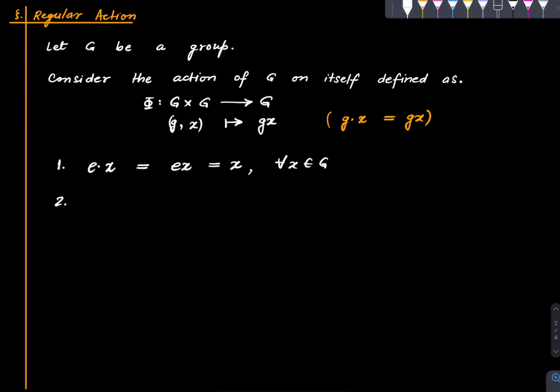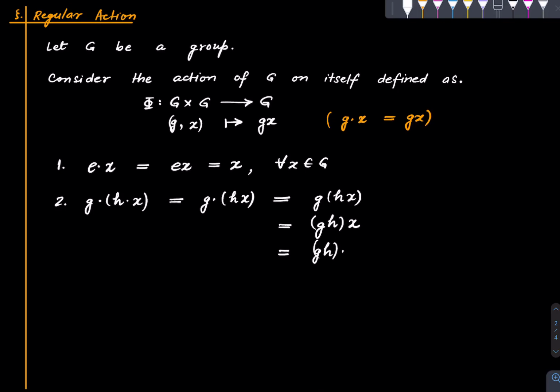And the second thing we need to check is that g dot (h dot x). What is this? This is equal to g dot hx, the group product of h and x. And this is the group product of g and hx. But by associativity of group multiplication, or the group operation, this is equal to (gh)x. And of course, this is equal to gh dot x. So this thing is equal to that thing for all g, h in the group G and x in the group G.